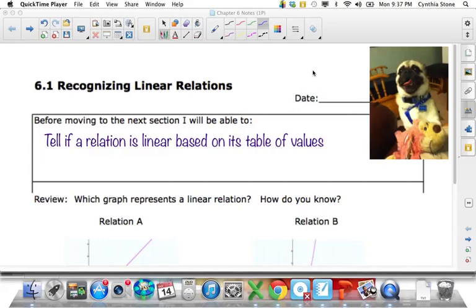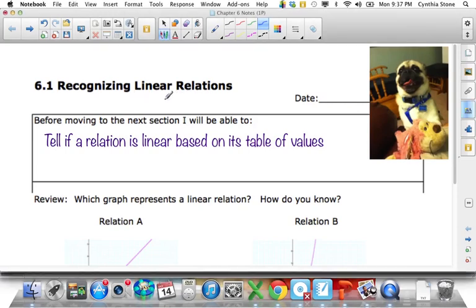Chapter 6 in the grade 9 applied math course is looking at what we call recognizing linear relations. And of course we did some of this in the last chapter that you worked on in your last assignment, and we're just continuing.